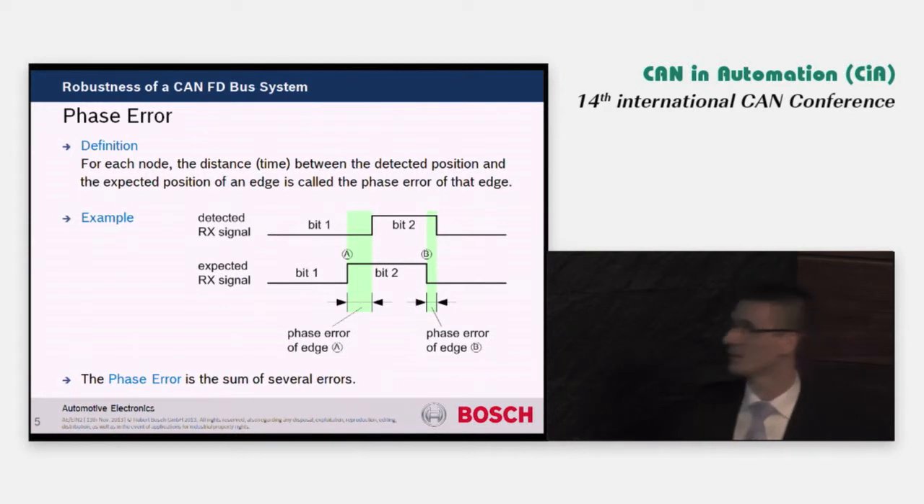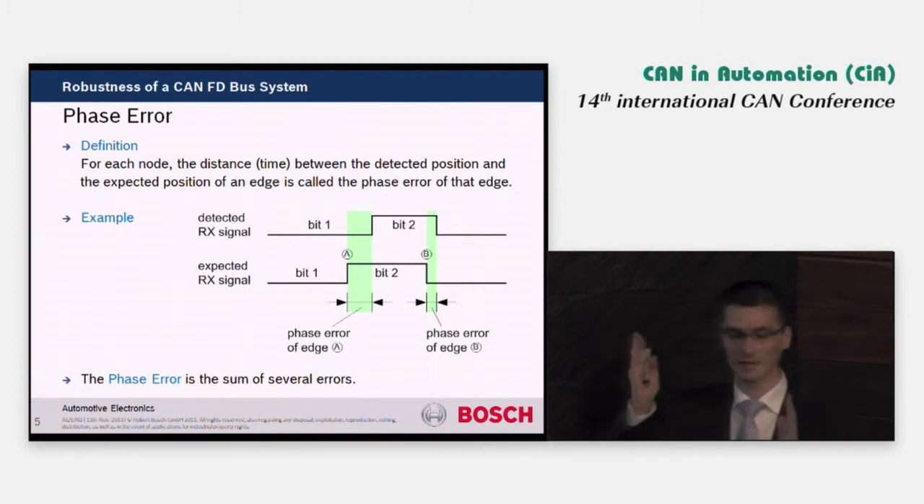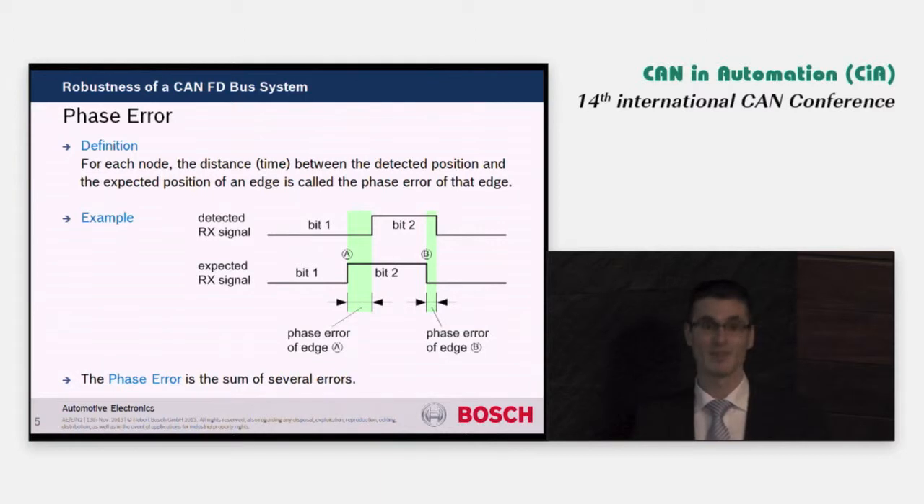Here is an example that visualizes it. On the top, I have the detected signal at a node, and on the bottom, I have the signal expected by that node. We see at edge A a big phase error, this green shaded area, and at edge B a small phase error. So it's actually the difference between expected and detected. This phase error is a sum of several errors. Many errors contribute to this phase error.